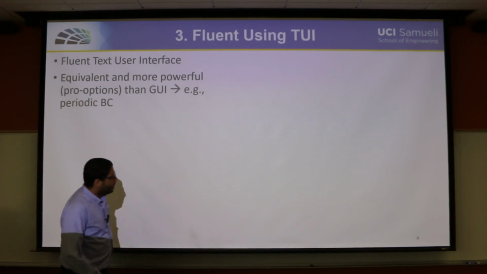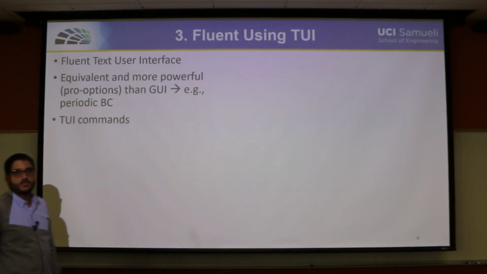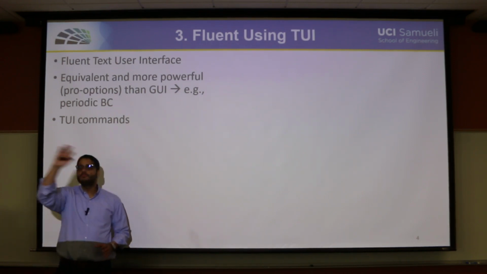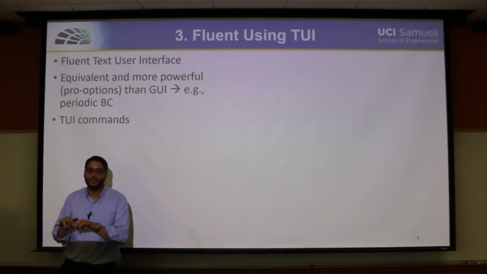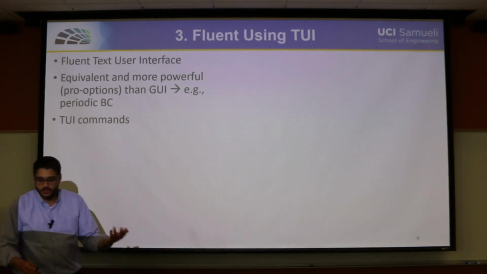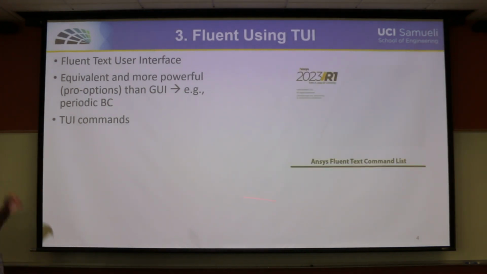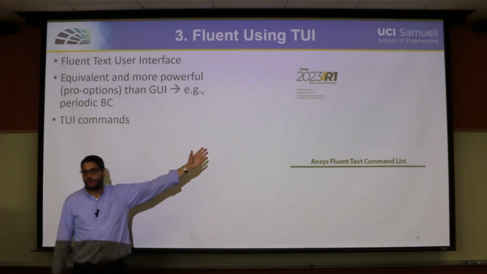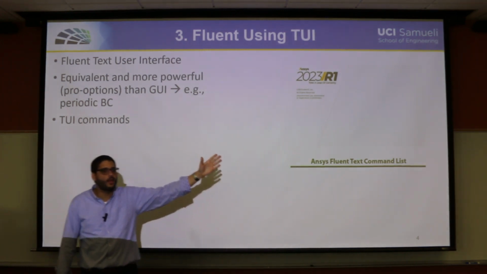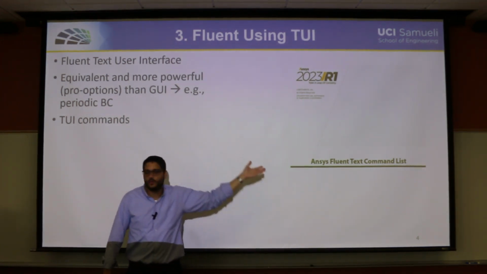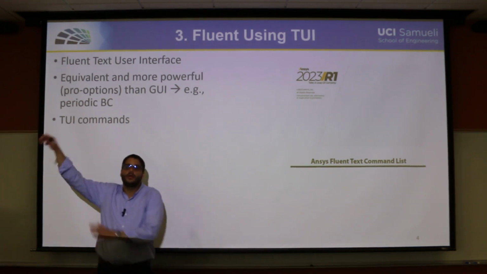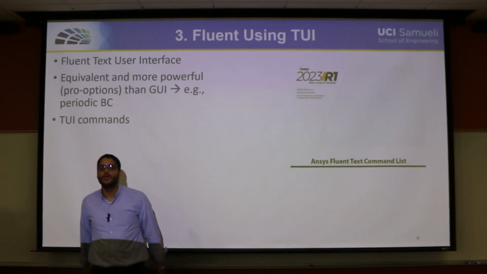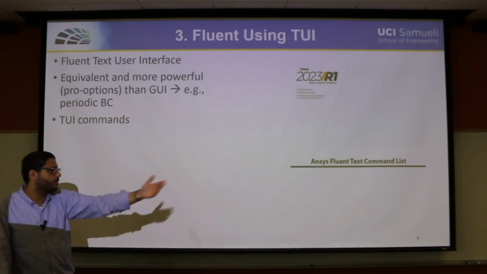Okay. The TUI commands. This means that we need to deal with some commands, like read mesh, read case, and file. What should I tell Fluent to perform a task? To do this, one needs to go to the ANSYS Fluent text command list. That's open information for us because we have the license here at UCI. Just open Fluent, click on help. You will be redirected to a website where you can download that PDF. It contains all the commands that Fluent has in the text user interface.